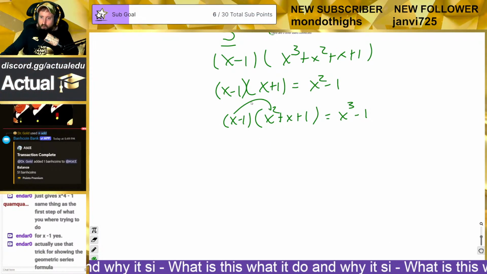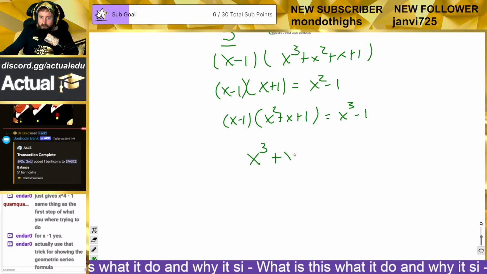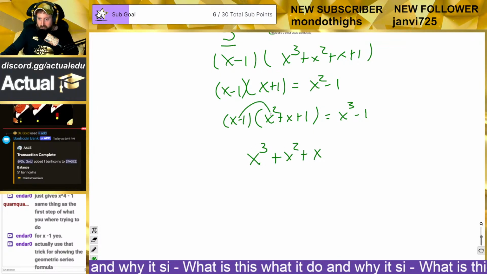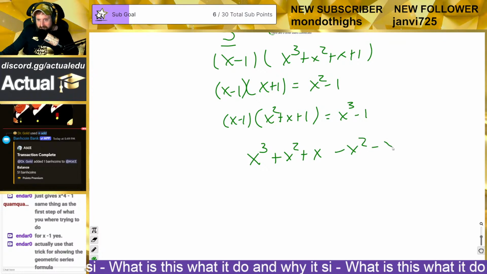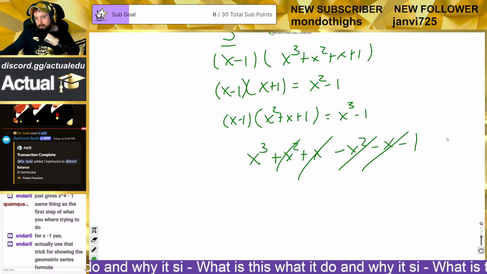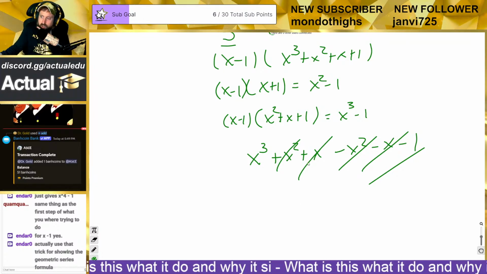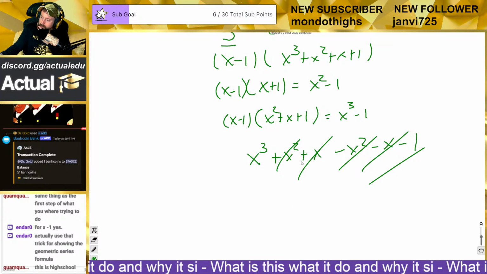I see. Okay, because moving this through, right? This is almost like a telescoping series. You get x to the 3rd plus x squared plus x, and then you get minus x squared minus x minus 1. These all go away. Oh. You actually use that trick for showing the geometric series formula. That's really cool. This is high school?